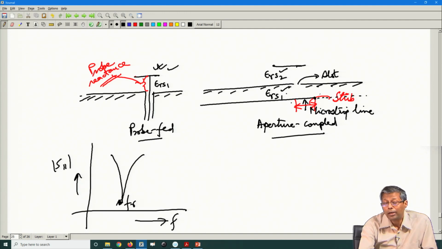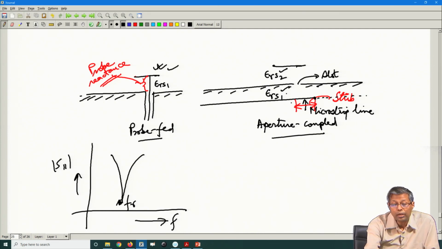So, you can even post trim after you have manufactured this, after it is fabricated, you can maybe trim this a little bit in order to fine tune your match. So, you have the flexibility of adjustment after the design.